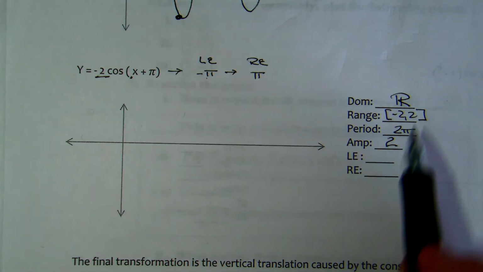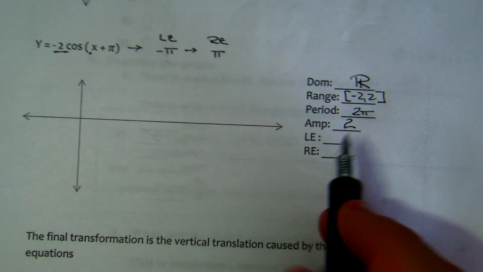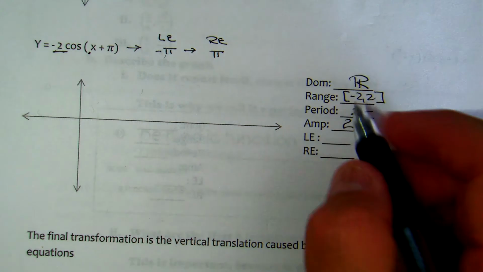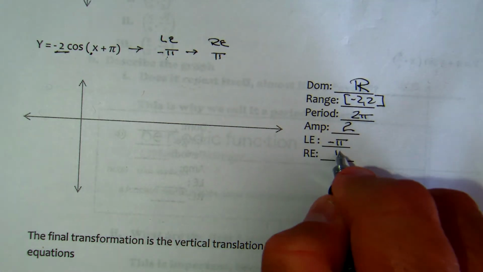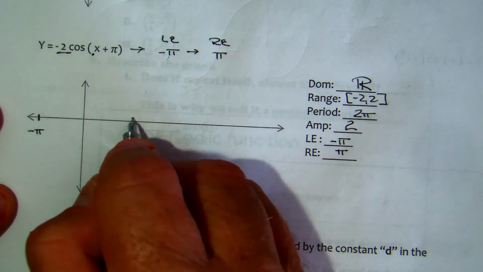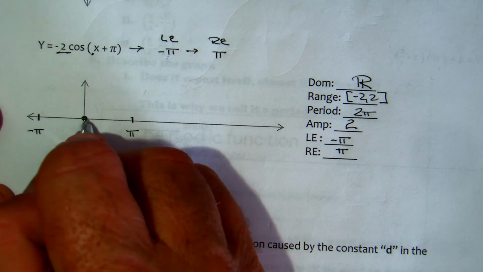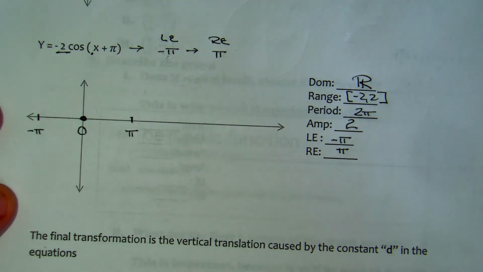All right, so where we left off. The left endpoint I calculated in the first part was negative pi. My right endpoint is pi. There's my negative pi. There's my pi. Well, obviously, my halfway point, since they're opposites of each other, is 0.